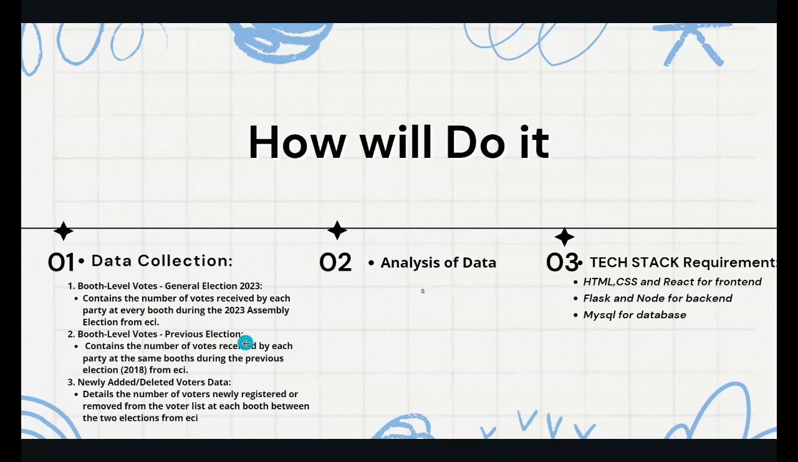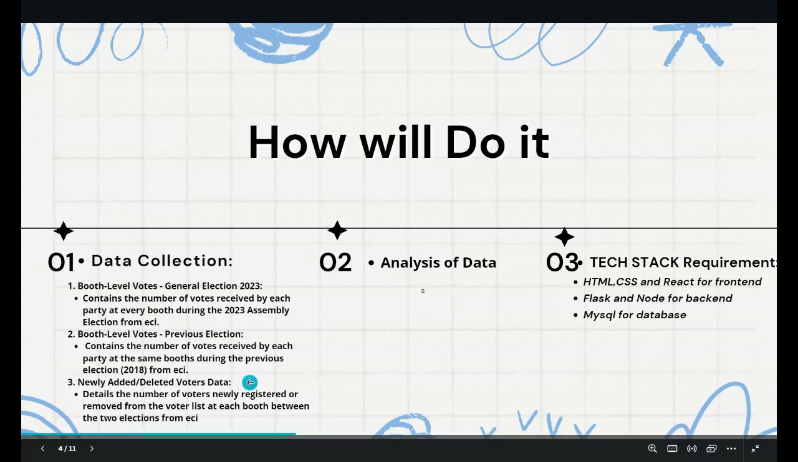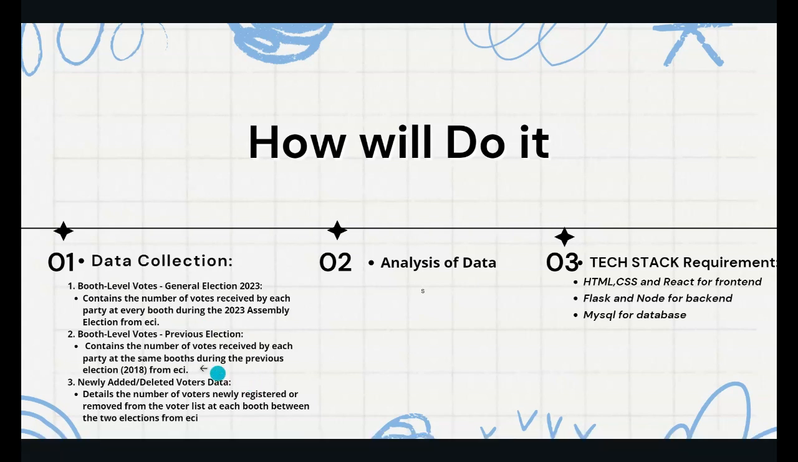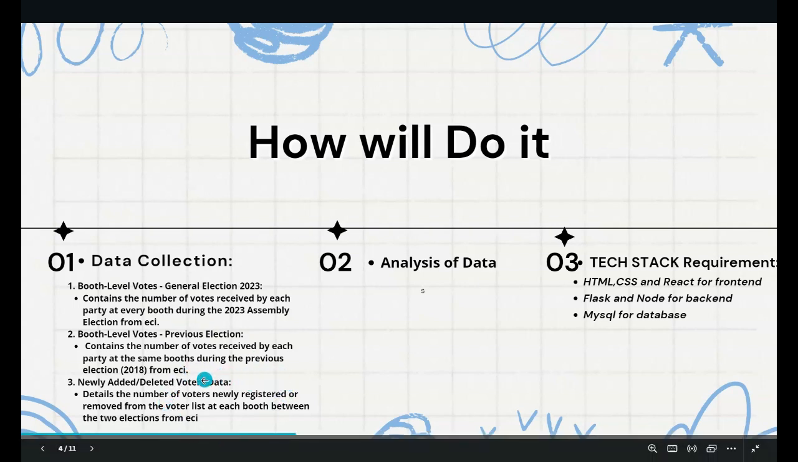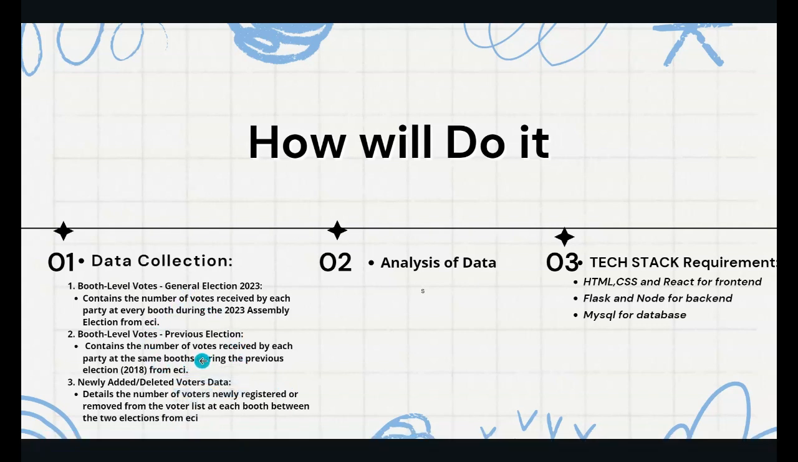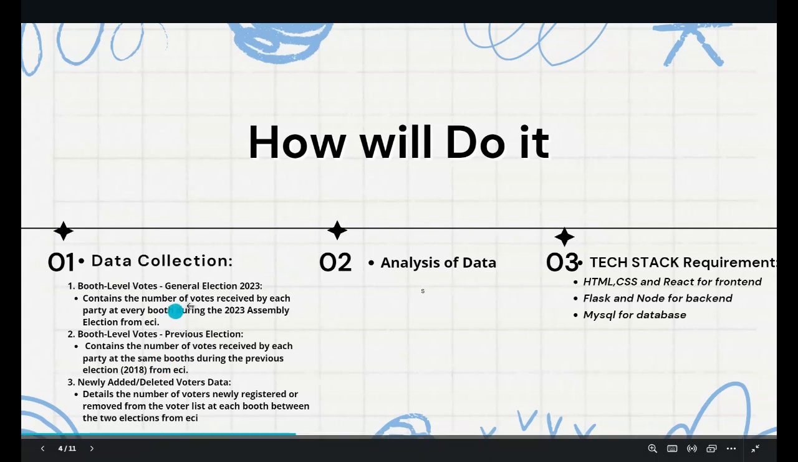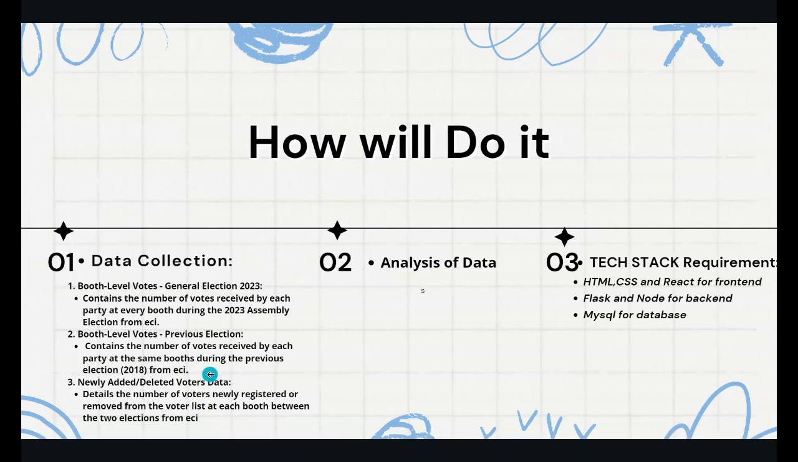The second data set is the booth level votes of previous elections, and thirdly, the last data set is for newly added and deleted voters. The third data set we will get from the voter list, and the other two data sets we will get from the election results. All of these three data sets are available on the site of ECI, the Election Commission of India. Let me show you the site of ECI from where we will be taking data.